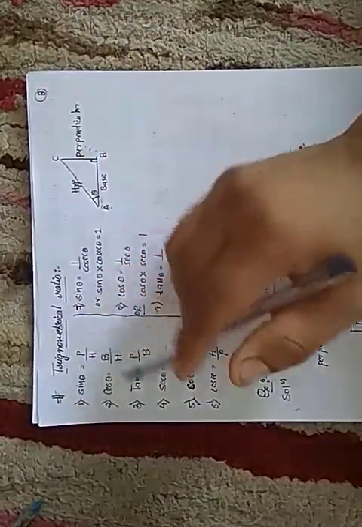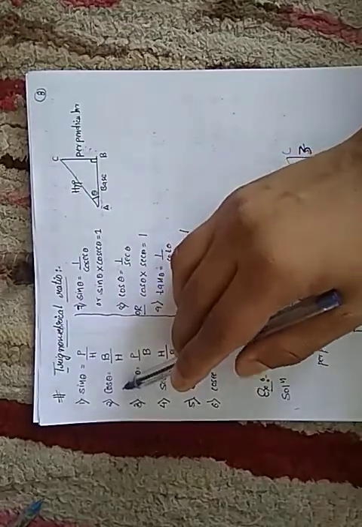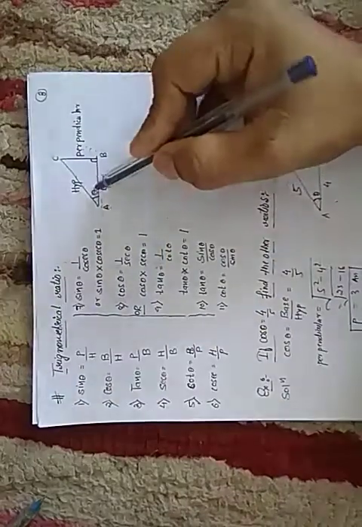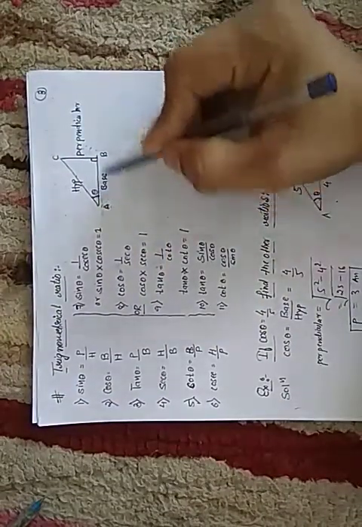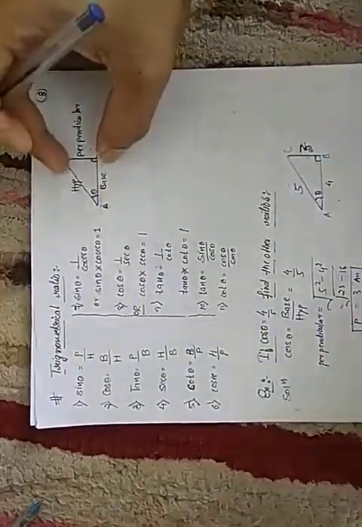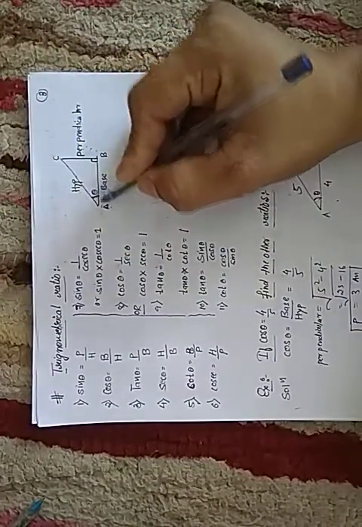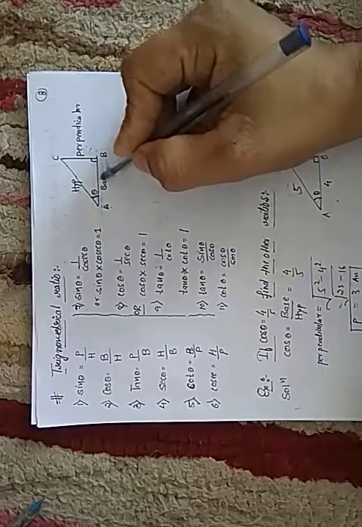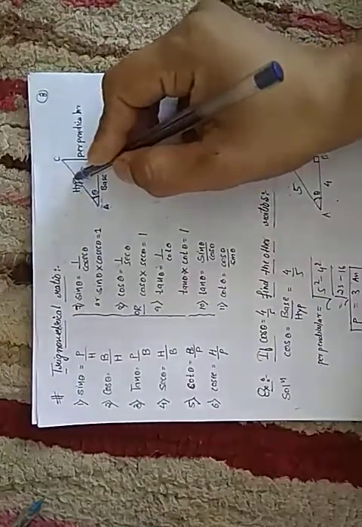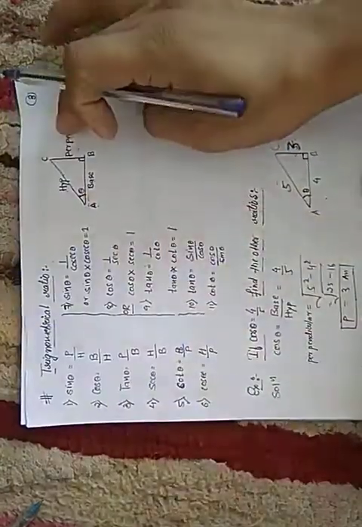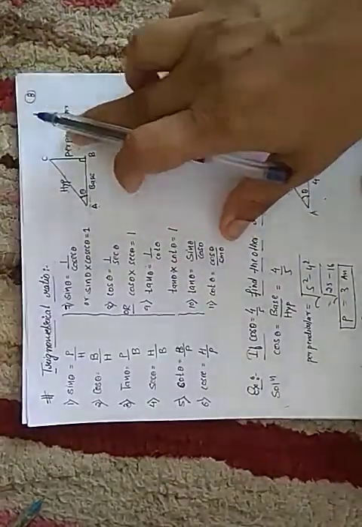Similarly, if you want to calculate the formula for cos theta, what is the formula in 10th standard? It is base upon hypotenuse. From this theta, this is base and this is hypotenuse. The side adjacent to the angle is the base, so base upon hypotenuse. Now similarly tan theta. What is the formula? Opposite upon base, that is perpendicular upon base.